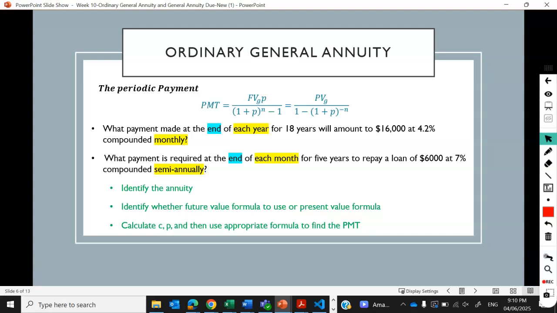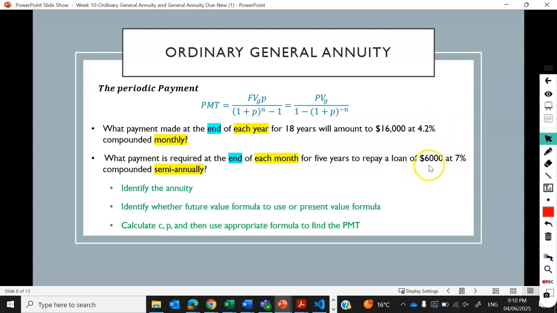So once you know how to identify the annuity, once you know how to identify future value or present value, and once you know which formula to use, then you just have to know how to calculate it in the calculator. You are ready to do it with the calculator. So suppose for the second problem here: what payment is required at the end of each month for 5 years to repay a loan of $6,000 at 7% compounded semi-annually?